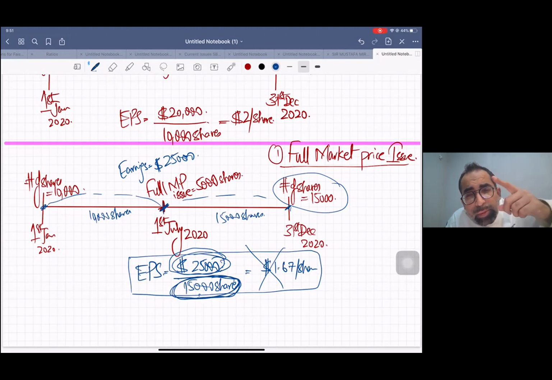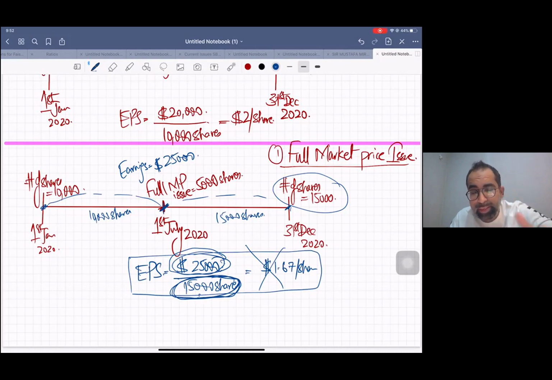So when in the numerator, only the last 6 months' effect is included, in the denominator we'll also take the effect of the last 6 months. In the denominator, we'll include the effect of these shares for just the last 6 months. That's why we have to calculate a new thing, that is the weighted average number of shares.